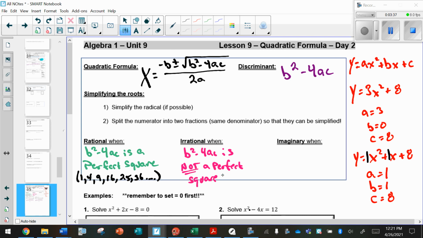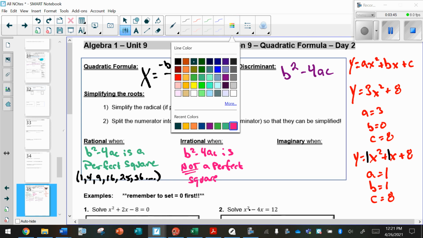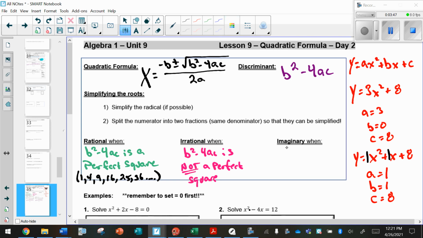Now, if our b squared minus 4ac is not a perfect square, then it's going to be irrational. If the radical is still there, then we have an irrational answer. And then lastly, if our b squared minus 4ac is negative, then our roots are imaginary.